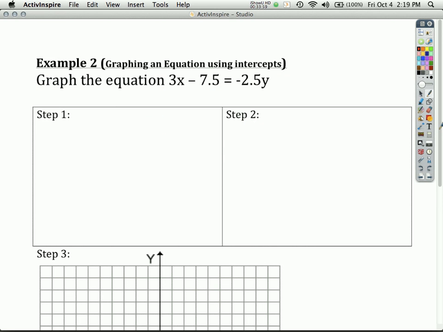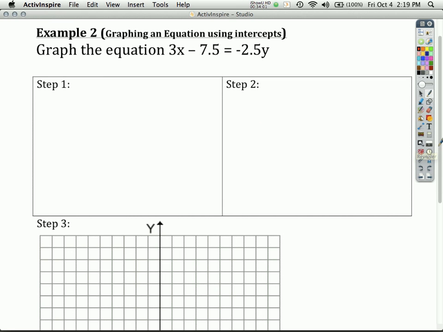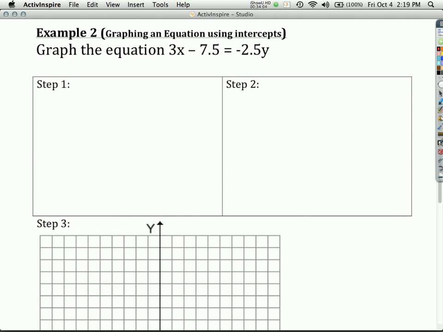So, example 2. Graph the equation 3x minus 7.5 equals -2.5y. Now, if we wanted to, we could use the table of values method. I could write this equation in function form, make a table of values, and then graph the equation. I would get an appropriate graph. But today we're learning a different method. We're learning how to use intercepts.